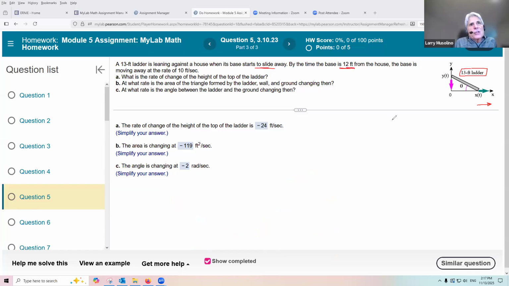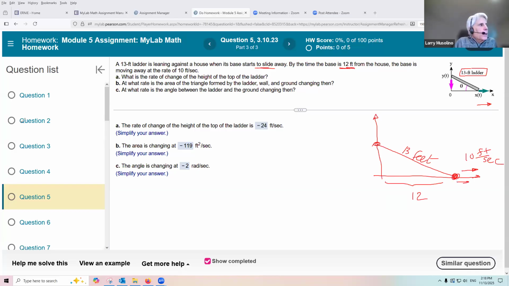At the time the base is 12 feet from the house, let me draw a little diagram here to show this. So they're telling us that this ladder is in a position where the base is 12 feet from the side of the house. The base is moving away at a rate of 10 feet per second. So this 10 feet per second moving this way. And remember, the ladder is 13 feet. That doesn't change. Now, as this red dot moves to the right, this blue dot is going to be moving down. Remember, this ladder is kind of sliding downwards.